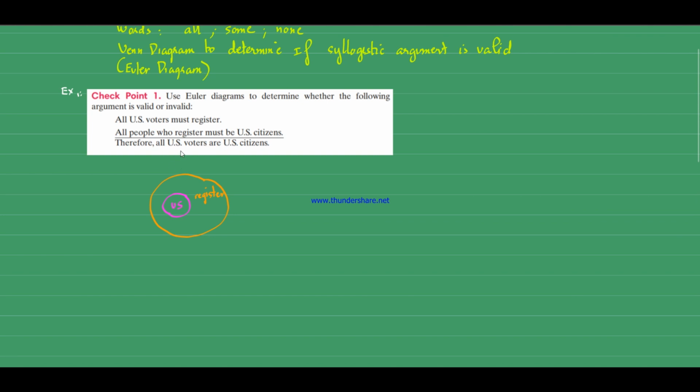So U.S. citizens, all people who register must be U.S. citizens. So all the U.S. voters over here must be U.S. citizens because all of them must be U.S. citizens. So I'm going to use another one. I think I'm going to draw this really even bigger than this. You see that we don't have enough space, so I'm going to draw really big right over here.